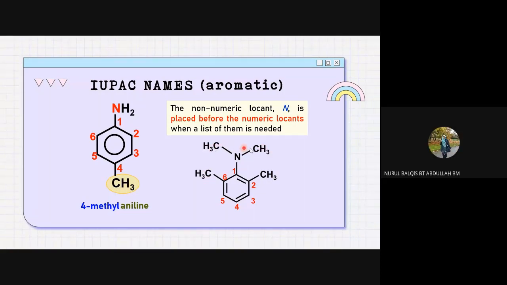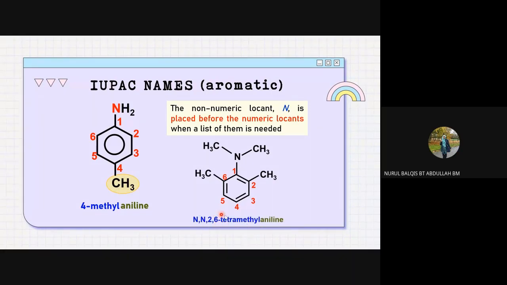Yes. Bila ada same substituents, dia akan ada conflict. Dia akan ada conflict siapa yang kita nak letak dulu positions dia. So kalau dia aromatic, starts with the N. On your N, we have how many methyl? Two. So we need to mention N two times. Okay, on the carbon chain, we have methyl on carbon number 2 and 6. So how do you name this compound? N,N,2,6-tetramethyl aniline. Okay, N,N,2,6-tetramethyl aniline.